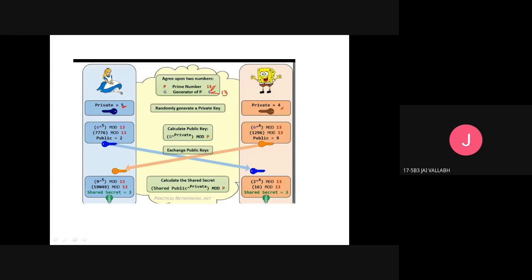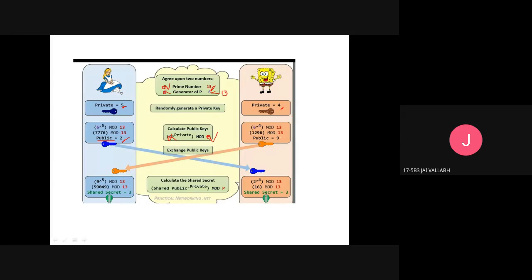The public key is calculated as alpha, so G is here alpha, to the power of the private key of the sender as well as the receiver, mod P. As I've said, it is Q. So Q value is 13 and alpha value is 6. So 6 power private key, where the private key of Alice is 5, mod 13, where 13 is the prime number we have selected. So its value is 2. So now the public key of Alice will be 2.